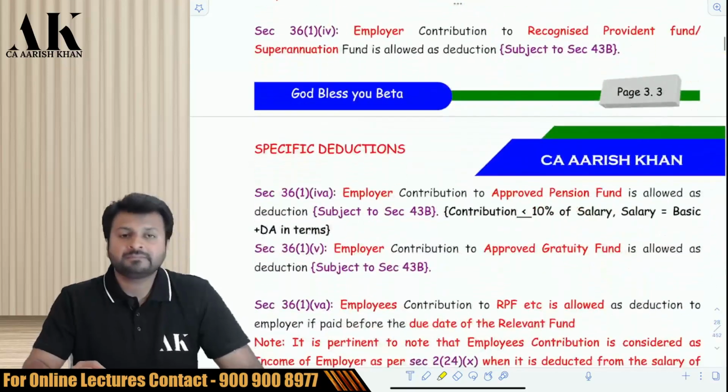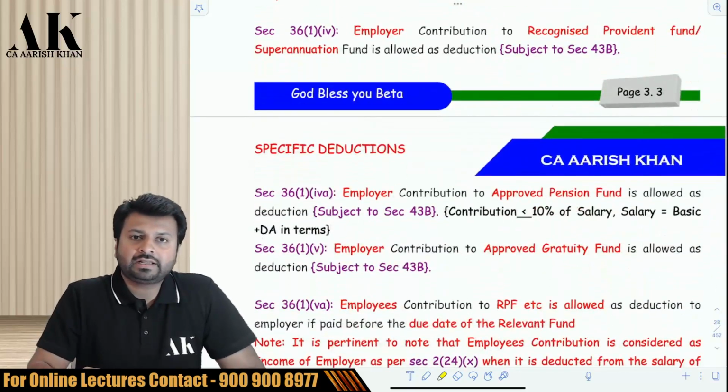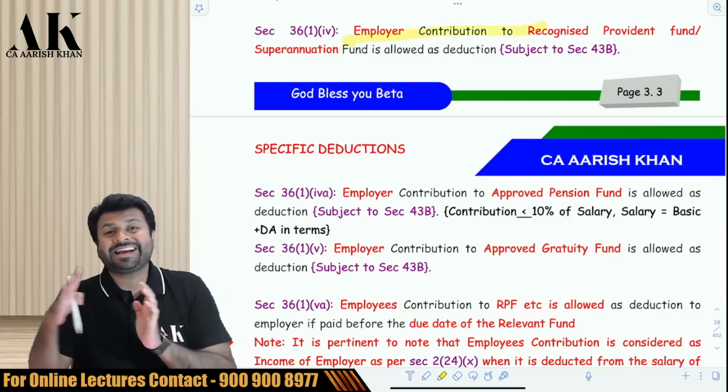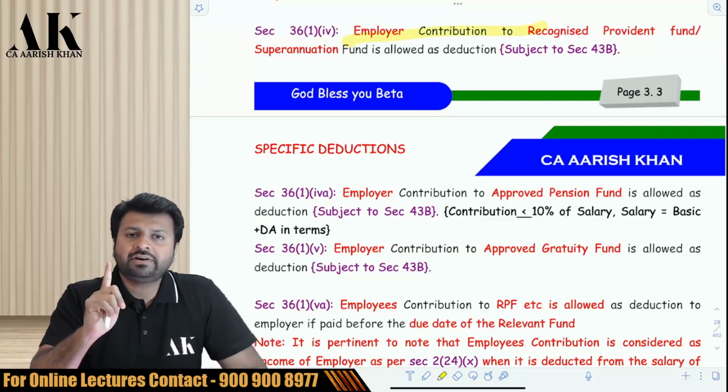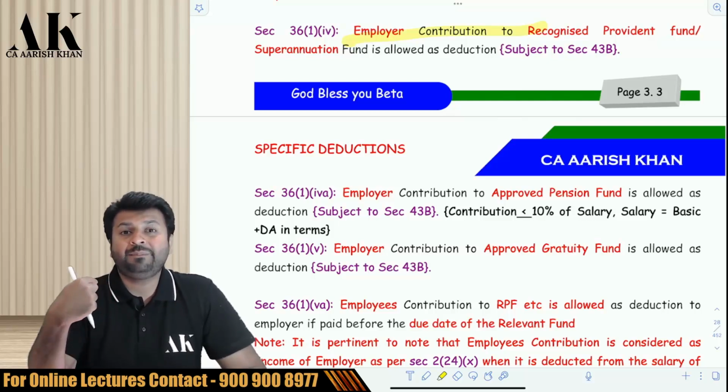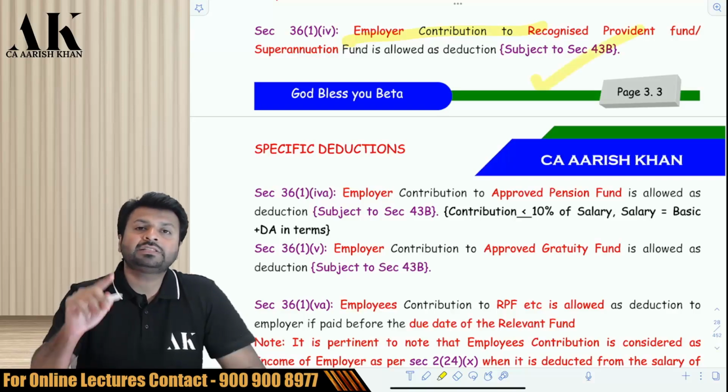Okay. Next, the next 4 deductions are absolutely critical. The first one, 36(1)(iv). If the employer makes a contribution to a recognized provident fund, not unrecognized, recognized provident fund or superannuation fund of the employee, then it shall be allowed as deduction to the employer subject to 43B. It means it will be allowed on actual payment.